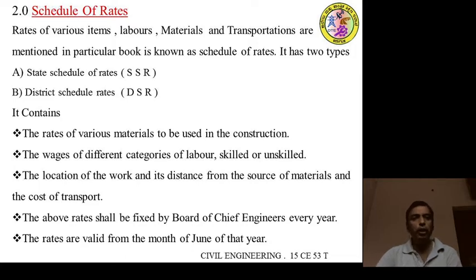And the schedule of rates will be prepared by the various government departments. That means the irrigation department will prepare a separate SR book, and Zilla Panchayat Engineering will prepare a separate SR book. The PW department will prepare a separate SR book. This will differ from department to department.